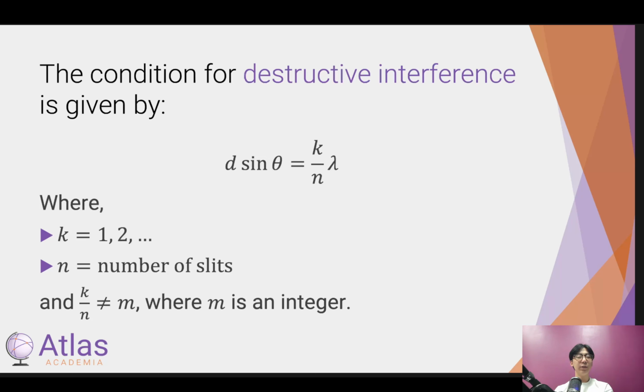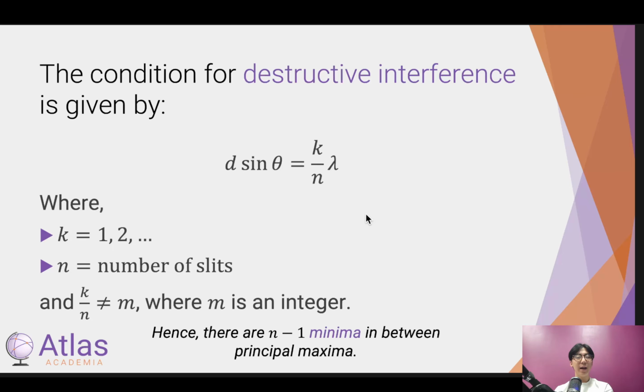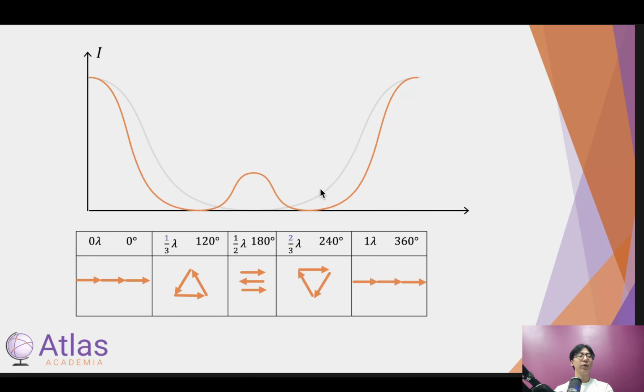Okay, so let me ask you now, how many minima should there be between principal maxima? How many should we expect? Well, what you should be able to derive for yourself is that there are n-1 minima in between maxima. And the way you can think about this is that given this relation here, there are n-1 fractions until you get to the next whole number and you get to the next maximum. And so what this means is there should be n-1 minima. And we look at the graph, this is consistent, right? So here we have n equals 3, there's 3 slits, and so we should expect 2 minima, which is consistent.